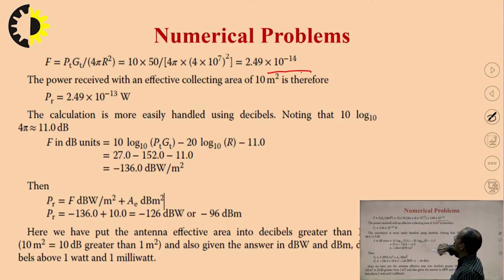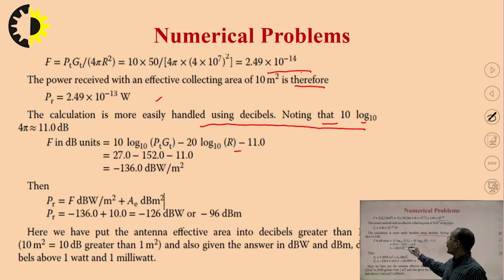Now the power received with an effective collecting area of 10 meters square is therefore PR equal to 2.49 into 10 to the power minus 13. The calculation is more easily handled using decibels, noting that 10 log 10 4 pi is approximately 11 dB. So F in dB, when you calculate, that is the answer.